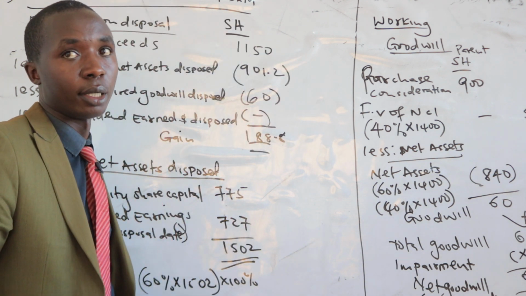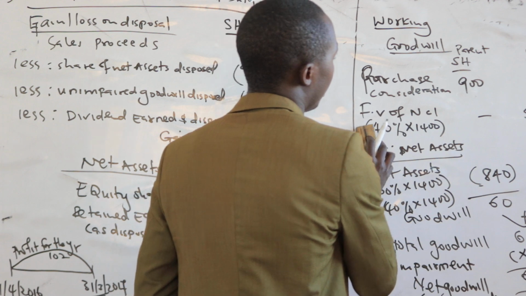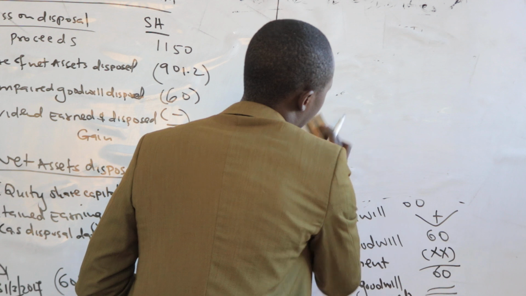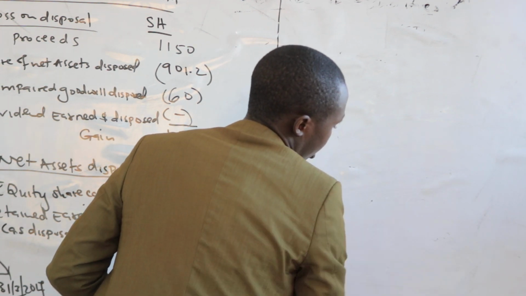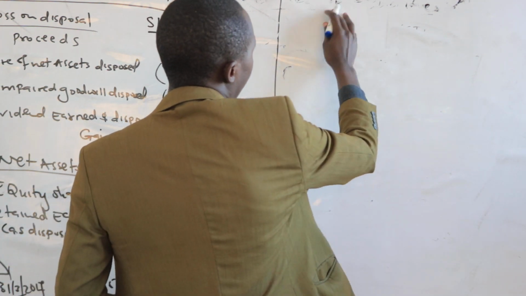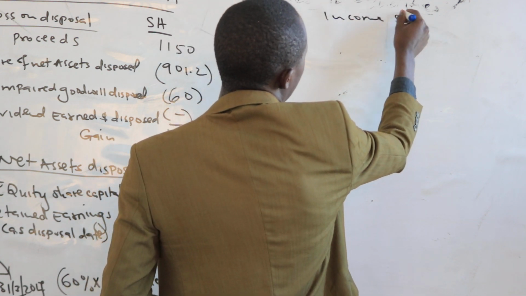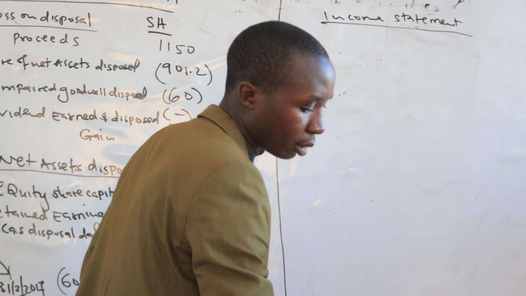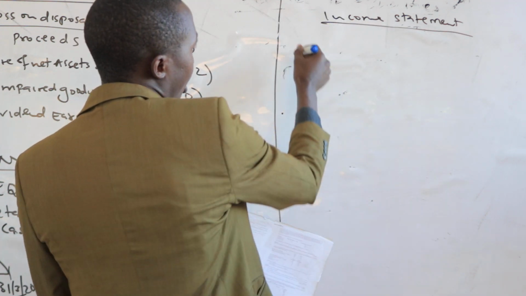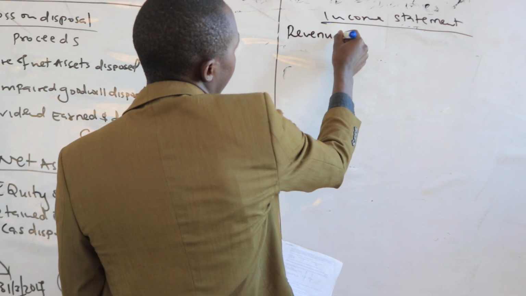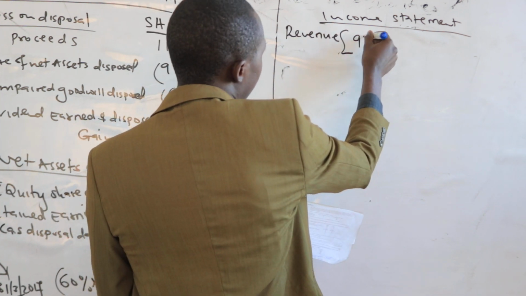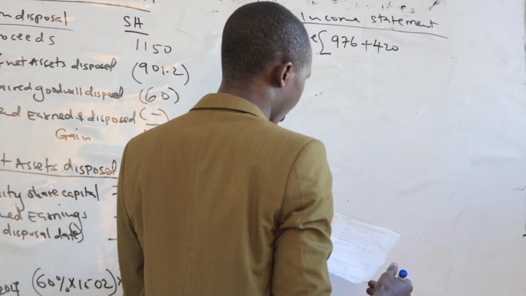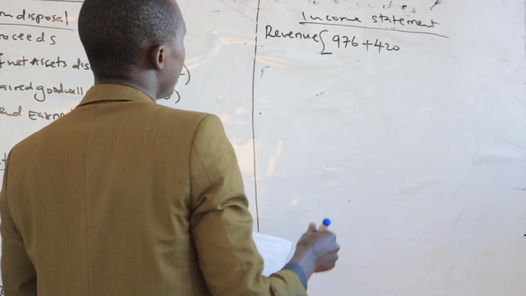Then the second part of that question, you were supposed to do the consolidated income statement in the shortest time possible. In this scenario, I will talk about the consolidated income statement. I'm supposed to start from the revenue. So revenue, I will take the parent, 976. You are supposed to add the subsidiary, that is 420.